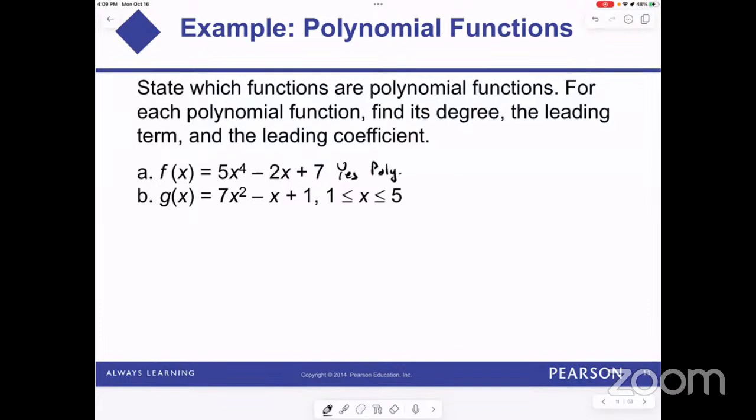Let's find the degree. The degree of a polynomial is the highest power on any variable. So the degree here is going to be 4. The leading term is the term with the highest degree. So our leading term is going to be 5x to the 4. And our leading coefficient is going to be the constant on the leading term, which is going to be 5 in this case.